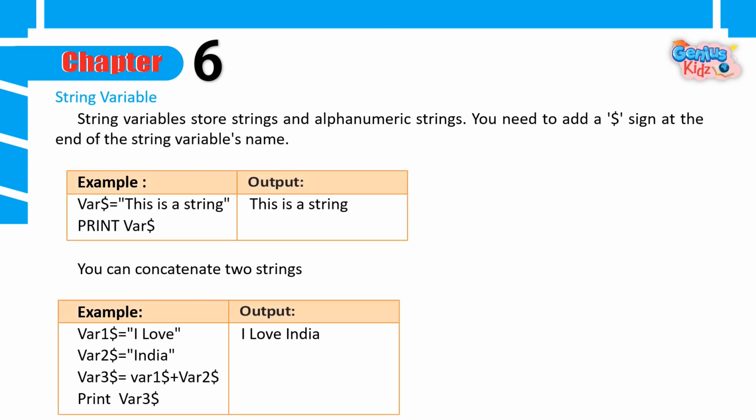String variable. String variables store strings and alphanumeric strings. You need to add a $ sign at the end of the string variable's name. Example: var$ is equal to "this is a string". Print var$. Output: this is a string. You can concatenate two strings. Example: var$1 is equal to "I love", var$2 is equal to "India", var$3 is equal to var$1 plus var$2. Print var$3. Output: I love India.